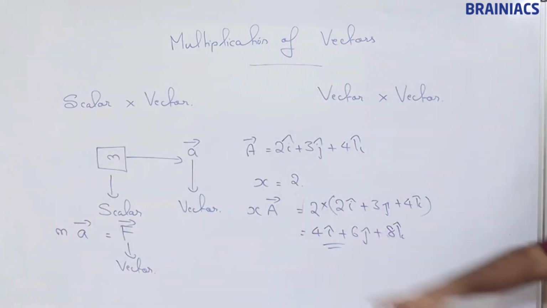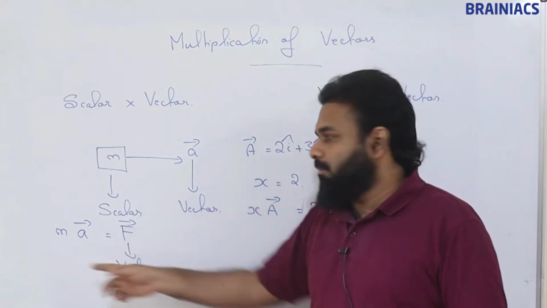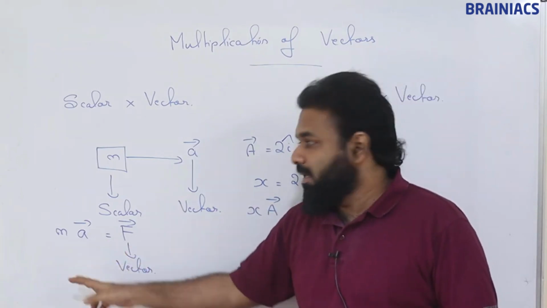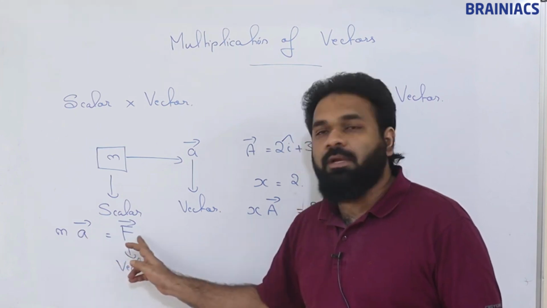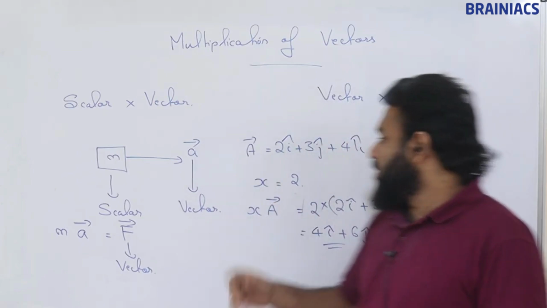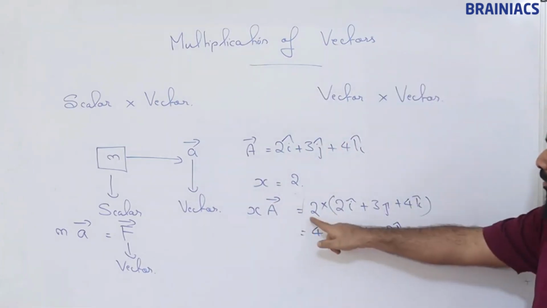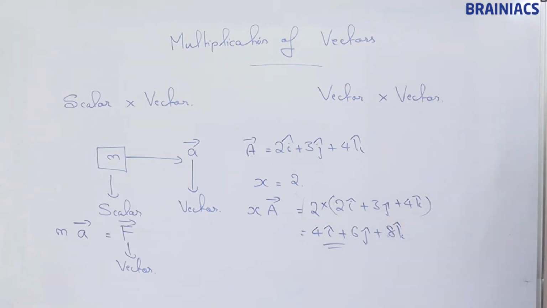Simply we are multiplying a scalar with a vector. Clear? This much only, no much complexity. Suppose we multiply a scalar into a vector, the result will be a vector. The best example is mass into acceleration. Since acceleration is a vector, we will be getting force as the result, and force is nothing but a vector. Simply we just need to multiply this number with each term. Done. Over. Clear?